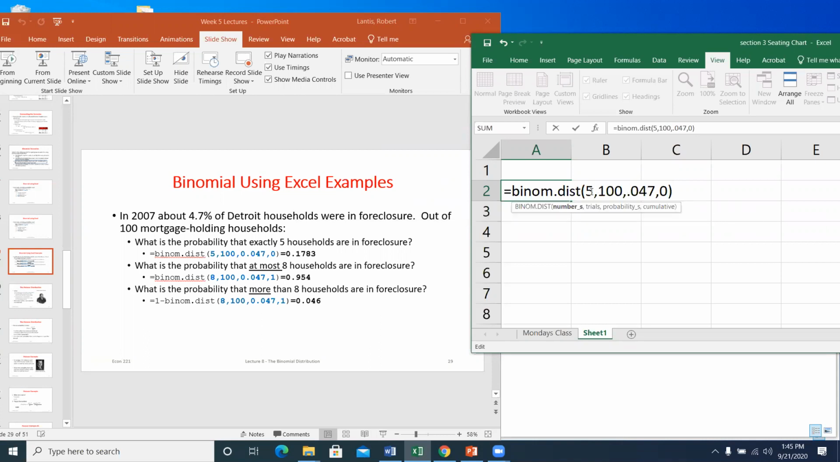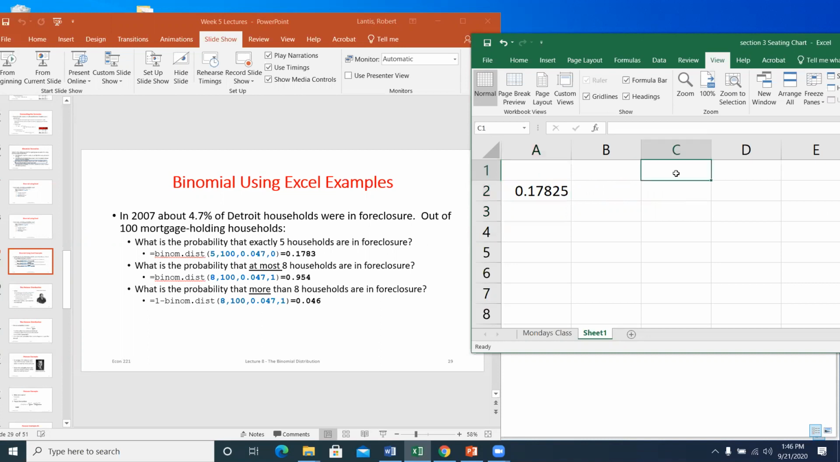So number of successes, number of trials, probability of success, and this cumulative: if you want the probability of exactly one number, for cumulative you'll put a 0. Okay? And I'll show you in just a second what it would look like if we didn't want exactly one number. But if I enter it like that and hit enter, it'll tell me the probability that exactly 5 households are in foreclosure.